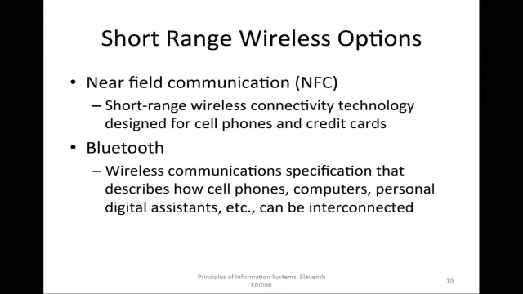So for short range wireless options, we have near field communication. It can be shortened as NFC. It's a short range wireless connectivity technology designed for cell phones and credit cards. I know the second one is also popular for you, Bluetooth. It is a wireless communication specification that describes how cell phones, computers, personal assistants, etc. can be interconnected. If you have a wireless cell phone, you turn on the Bluetooth connection, then you can pair your device. It is just an example of short-range wireless options.